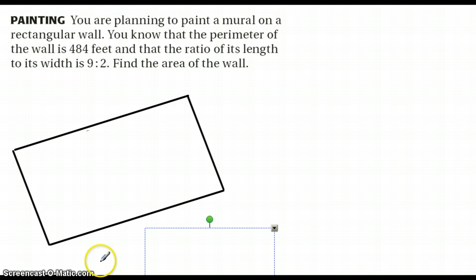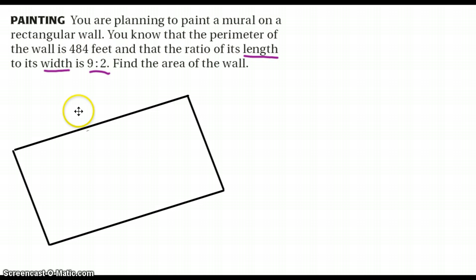Let's take a look at our next problem, which is a little more in depth. You're planning to paint a mural on a rectangular wall. You know the perimeter of the wall, and you know that the ratio of length to width is 9 to 2, and that is extremely important. It matters which one comes first. It says length, width, 9 to 2, and that's how we're going to come up with which one's 9 and which one's 2.